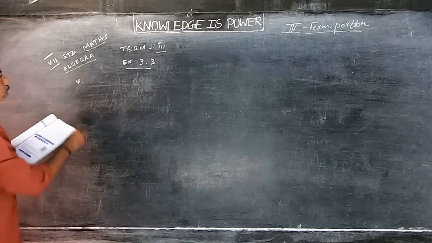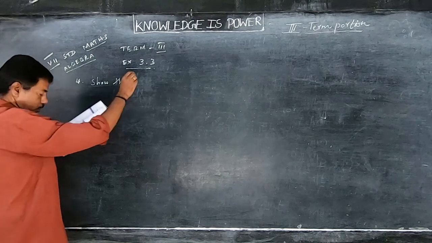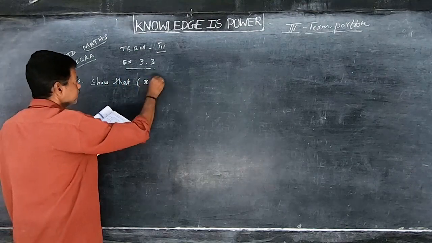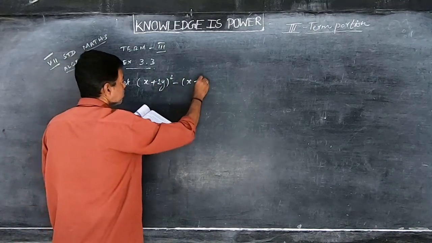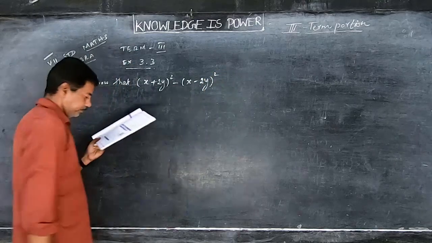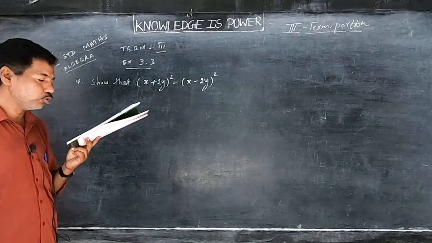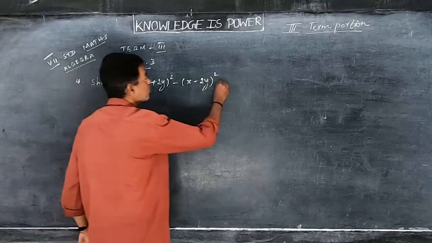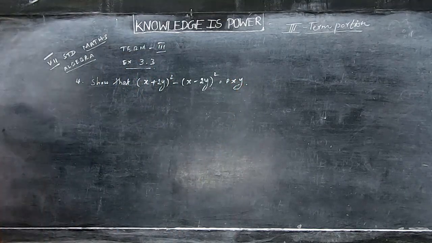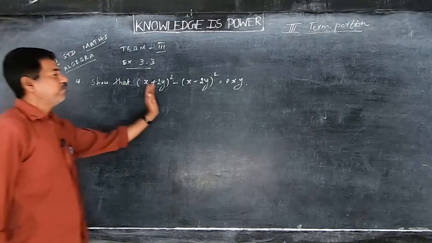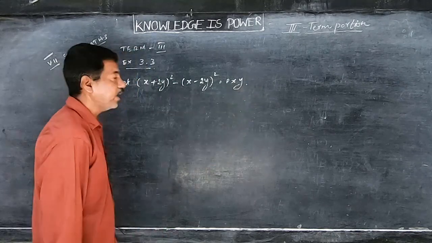Show that x plus 2y whole square minus x minus 2y whole square equal to 8xy. So now we have to show this. From the left hand side one of the equation is given, and in the right hand side you have to prove this answer as 8xy.